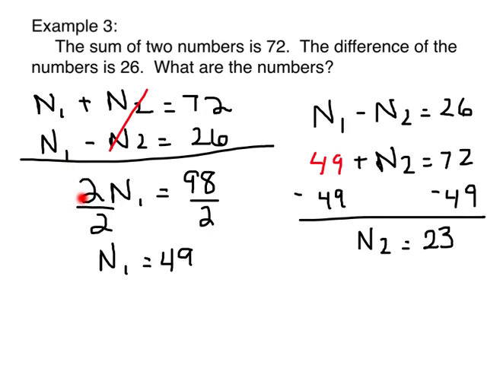So we add these, and we get 2 N1 equals, adding these, 98. If we divide by 2 on both sides, we find that number 1 is 49. And then we can put that into either one of these equations. We can see that 49 plus N2 is 72. Subtract 49 from both sides, and we find that N2 is 23. Now, if we come back up here and add 23 to 49, we will get 72, so we know we have the right answer.